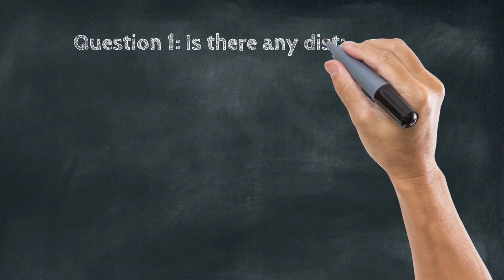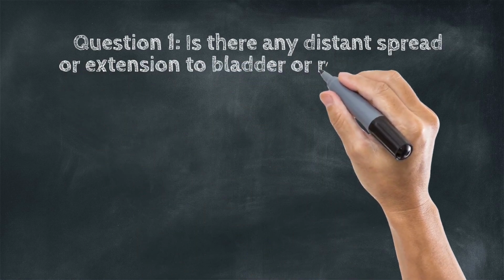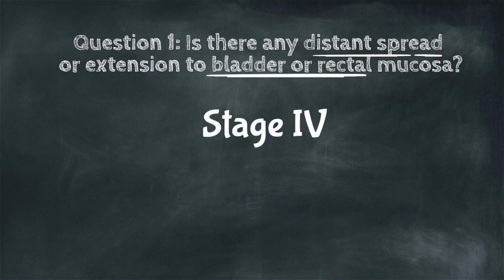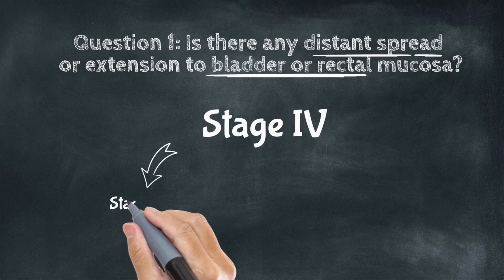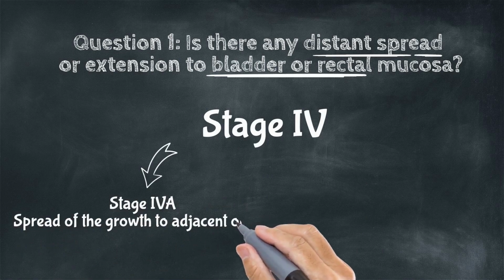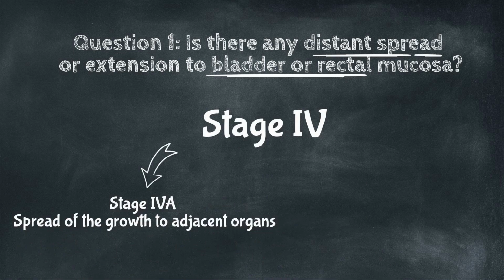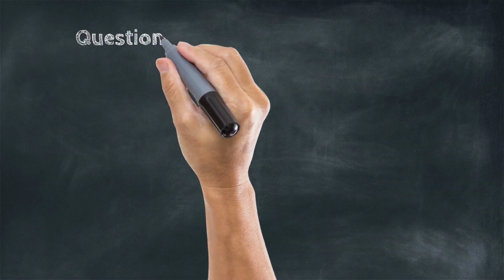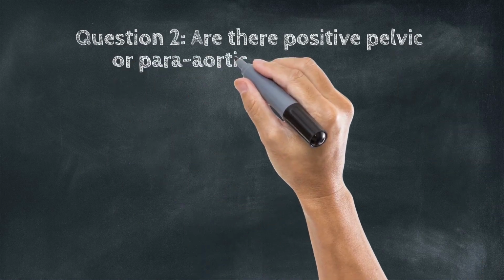So, you start with question 1. Is there any distant spread or extension to bladder or rectal mucosa? There you find your first checkpoint. If the answer is yes, you're looking at stage 4 disease. And it's either stage 4A, meaning spread to adjacent pelvic organs like the bladder or rectal mucosa, confirmed by biopsy, or it's stage 4B, meaning distant metastases such as mets in the lungs, the liver, etc. If the answer is no, move on to the next question.